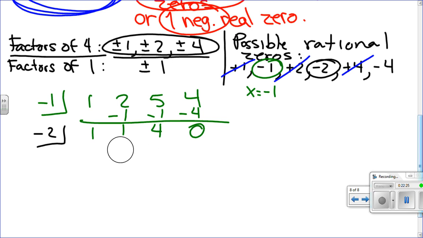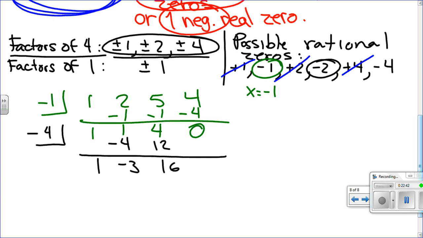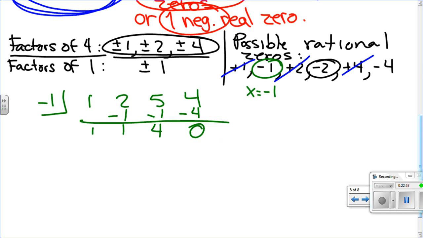So let's try our other possible negative number, which is negative 4. One, negative 4, negative 3, positive 12, 16, and then negative 52. So you can see that it's not going to work either. So what is this telling me? That we're not going to have 3 negative real zeros. We only have 1 negative real zero. So if they're not positive or negative or real, what else do we have?